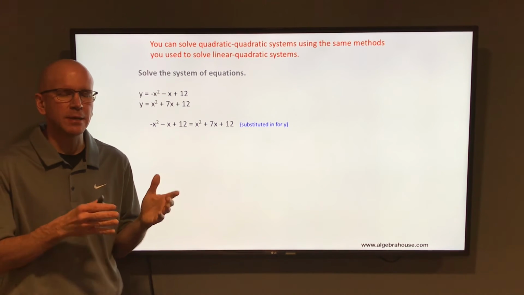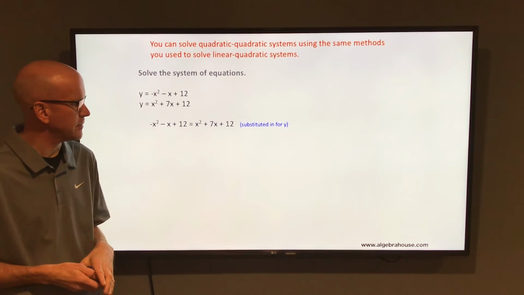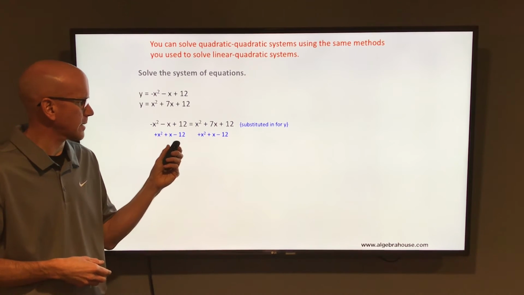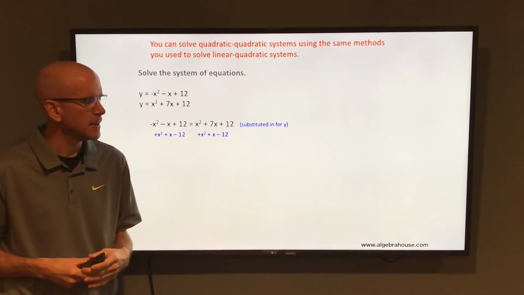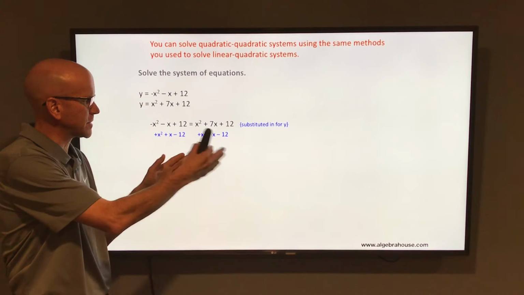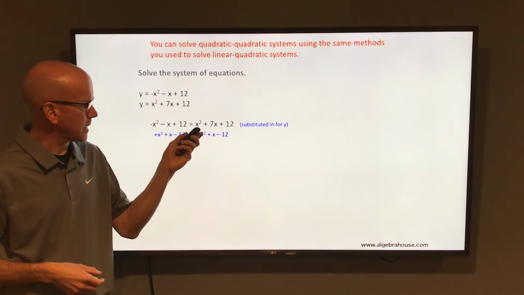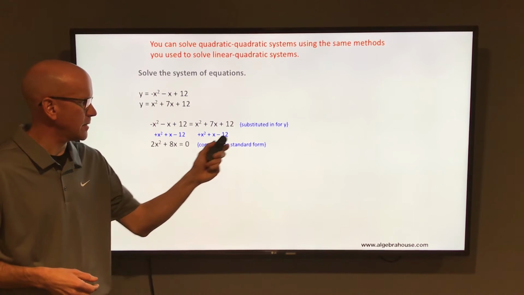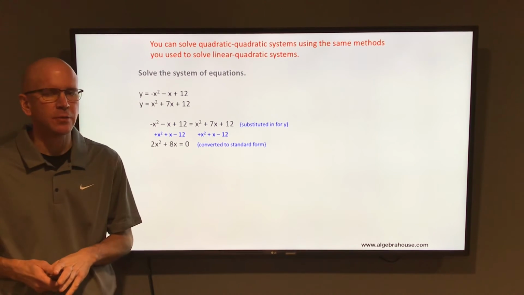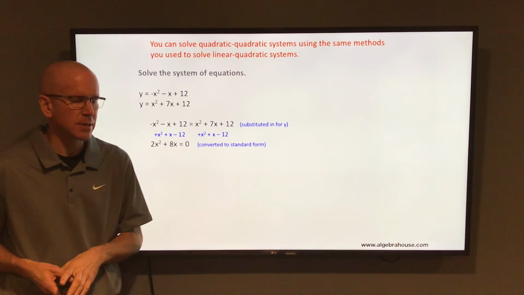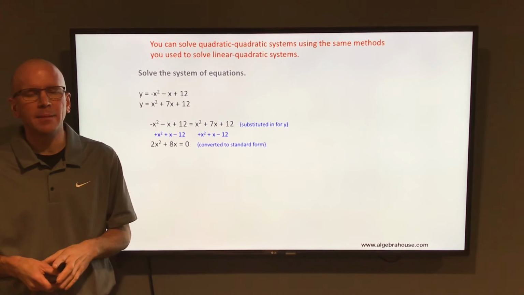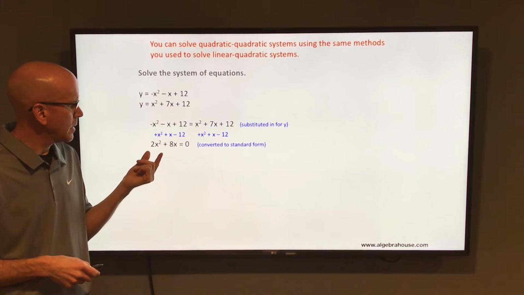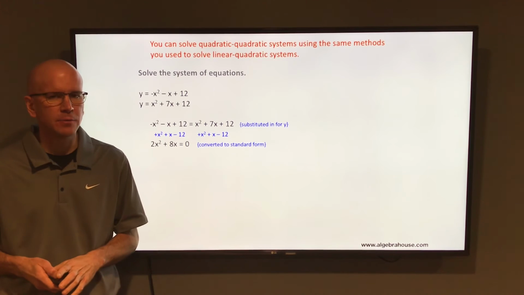Get everything to one side equal to 0, but try to keep the x squared positive. So we're going to add x squared, add x, and also subtract 12 from each side. In other words, we're moving everything from the left side over to the right. When you take x squared plus x squared, that is 2x squared. 7x and x is 8x. And then 12 and negative 12 makes 0. So 2x squared plus 8x is equal to 0. Always look for a common factor that you can factor out. For 2x squared and 8x, the common factor is 2x.